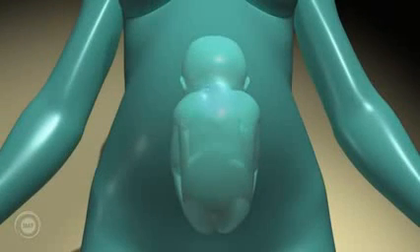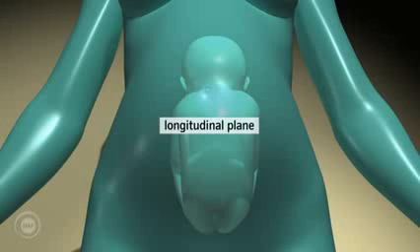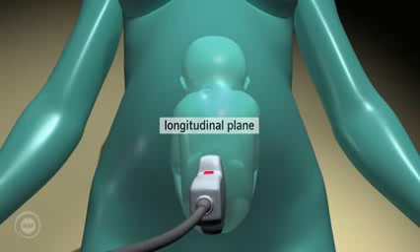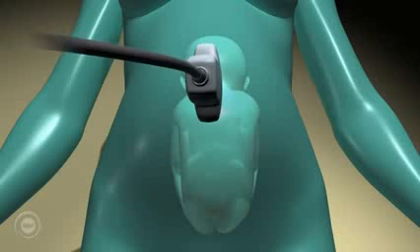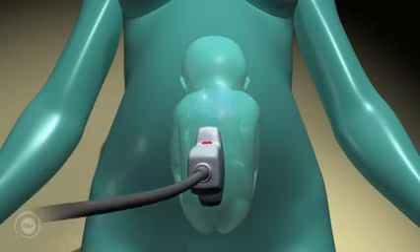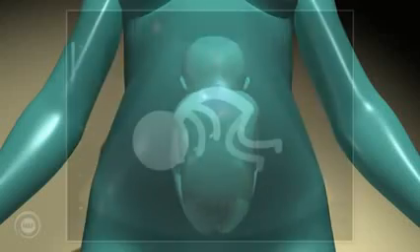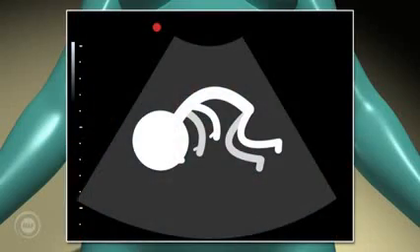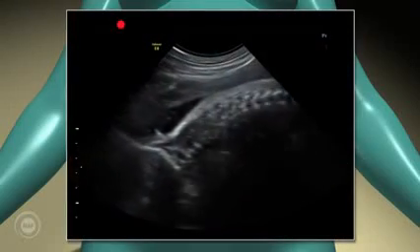Breech. It is essential to identify a breech presentation before delivery. Regarding the spine position, the same principles apply. For example, back anterior. Scanning in the longitudinal plane, the fetus's spine will lie just under the mother's abdominal wall. The head will be to the left, and the fetus's back will lie at the top of the screen.